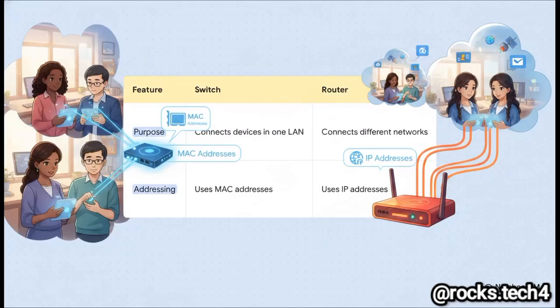A switch connects devices within your local network, your LAN, and it uses something called a MAC address, which is like a permanent, unique serial number for each device to direct traffic locally. A router connects entire networks together. It's what talks to the internet, and it uses the logical IP addresses we're about to talk about to send your data out to the globe. One manages the local scene, the other is your ambassador to the world.